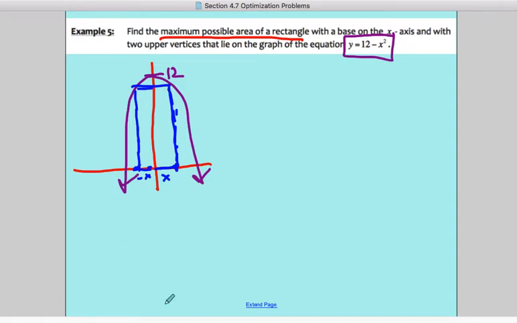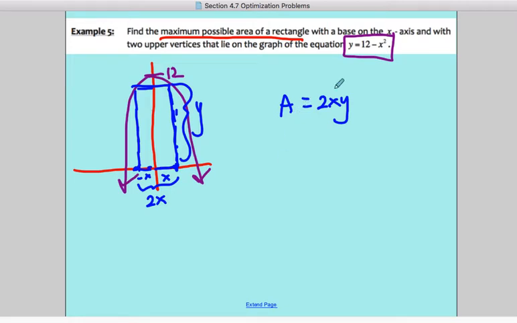Okay. So now we want to maximize the area of this. So let's come up with an equation for the area. This is really my entire base. Okay. It's really x plus x in terms of distance, so 2x. And then our height would be a distance of y. So our area this time is 2xy.